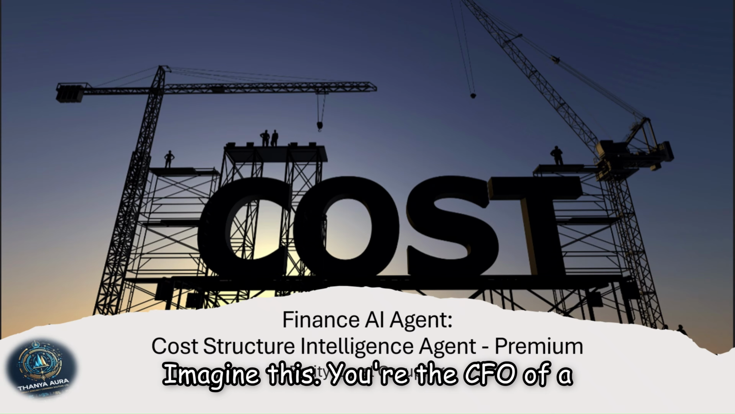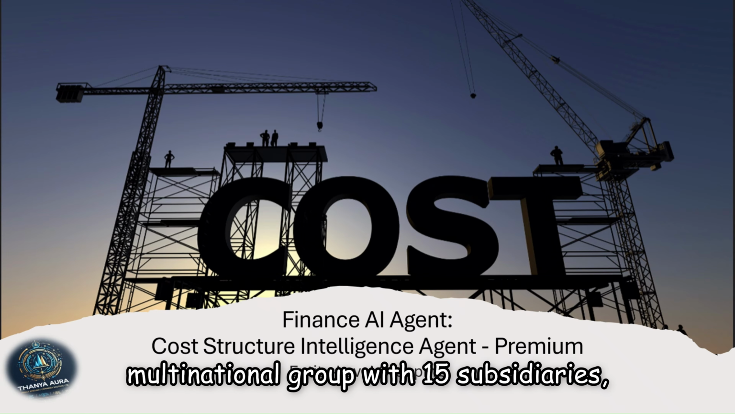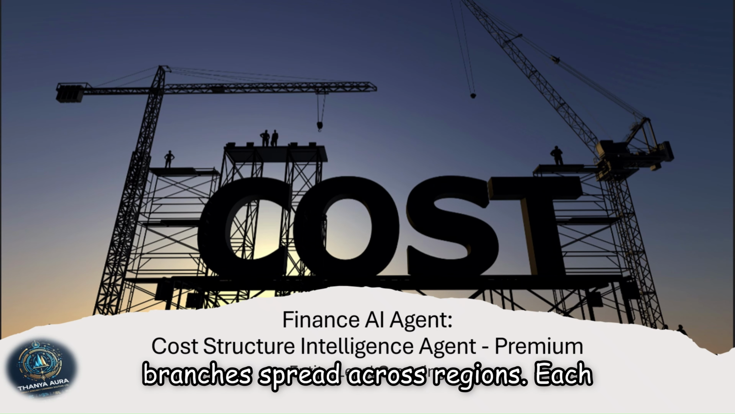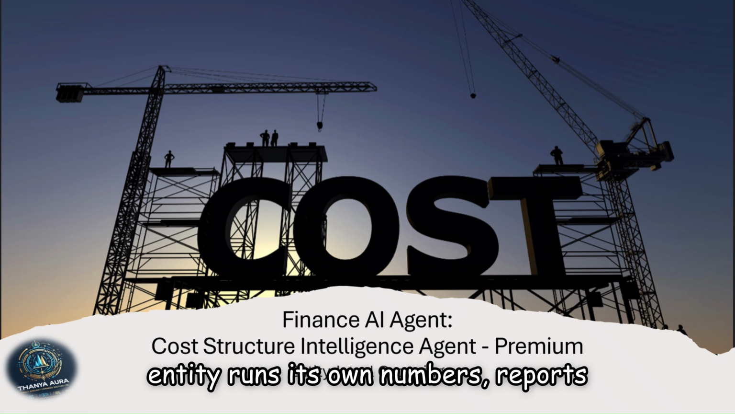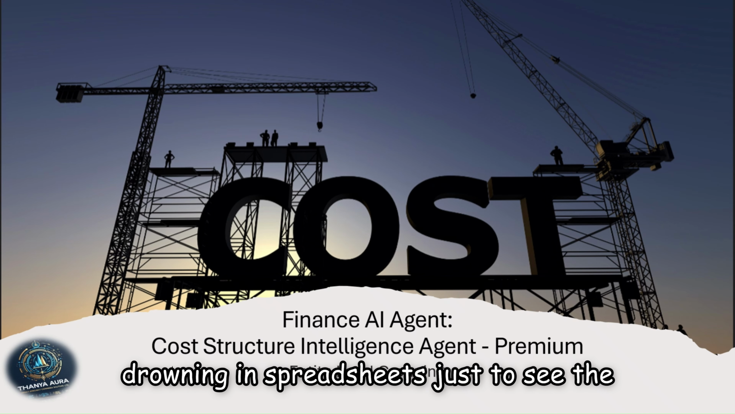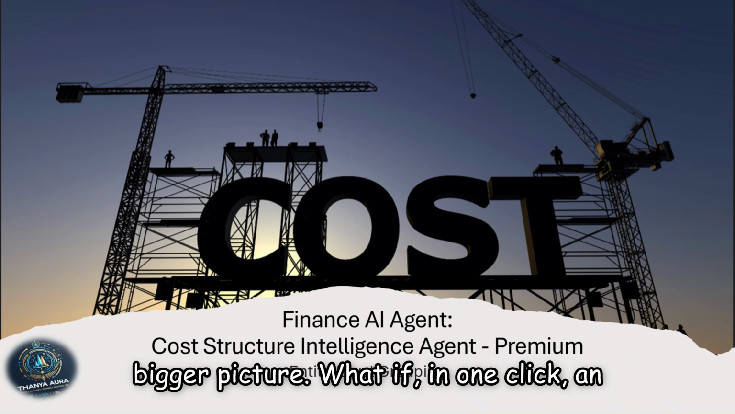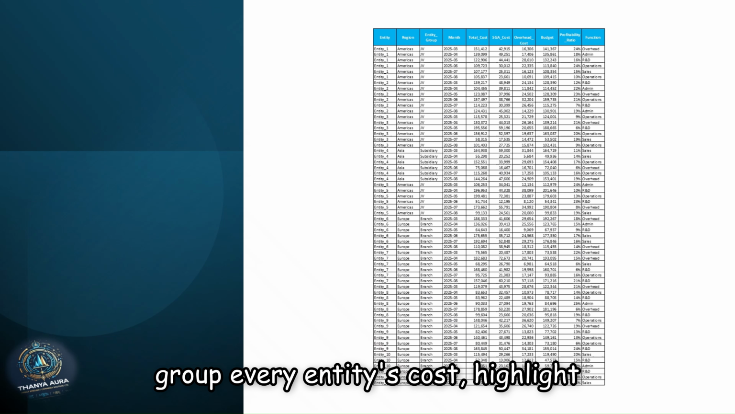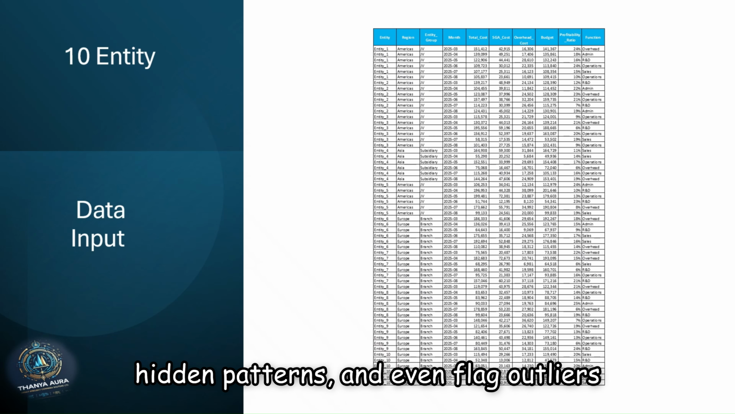Imagine this. You're the CFO of a multinational group with 15 subsidiaries, 3 joint ventures, and multiple branches spread across regions. Each entity runs its own numbers, reports costs differently, and leaves you drowning in spreadsheets just to see the bigger picture. What if, in one click, an AI finance agent, powered by GPT, could group every entity's cost, highlight hidden patterns, and even flag outliers instantly?